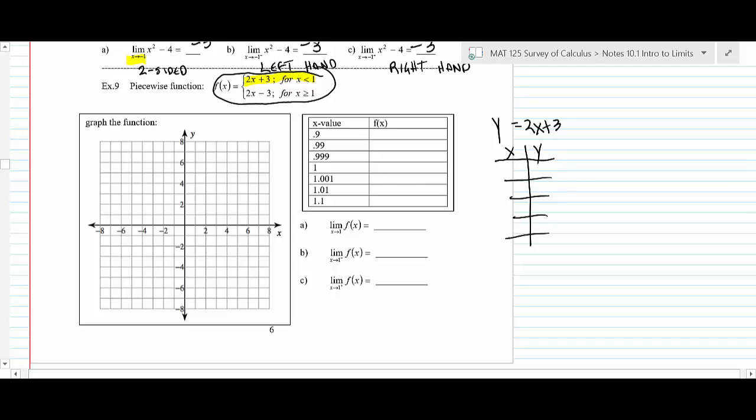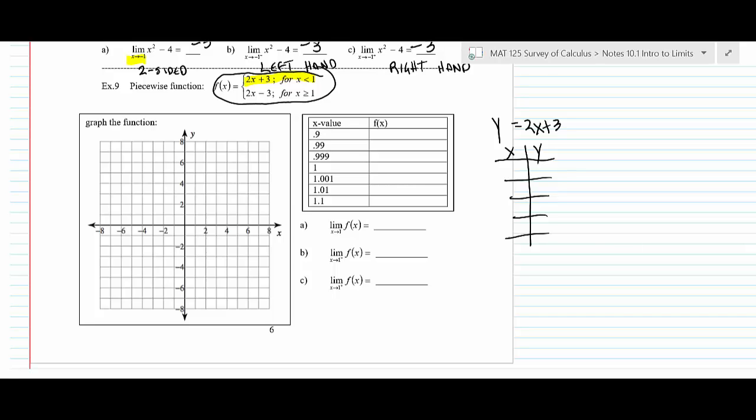There are two pieces. There's two graphs, but they're defined in a certain interval. So when you look at this one right here, that's a line, right? It has a y-intercept of 3 and a slope of 2, but x has to be less than 1. You're not allowed in this table of values to use any numbers other than x's that are less than 1.